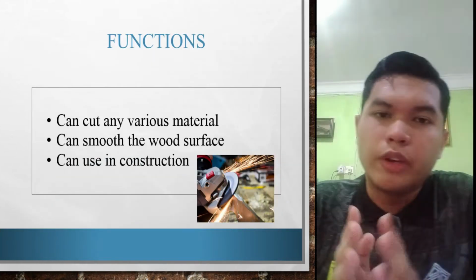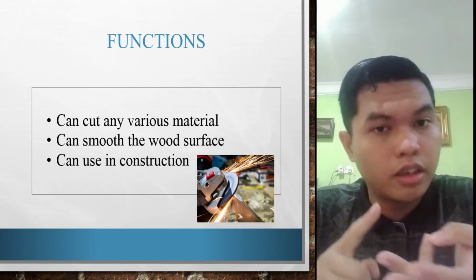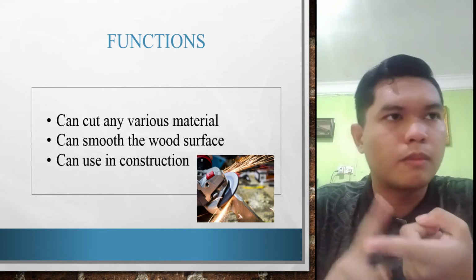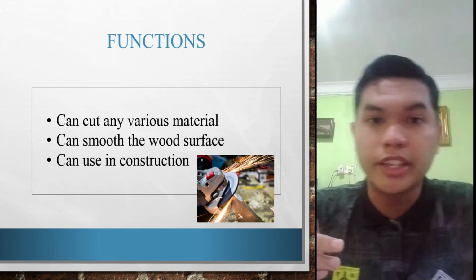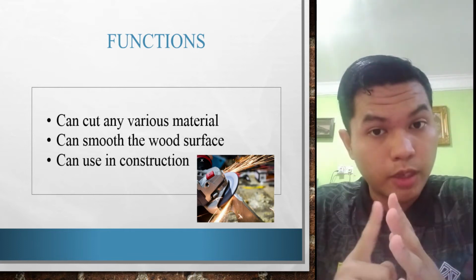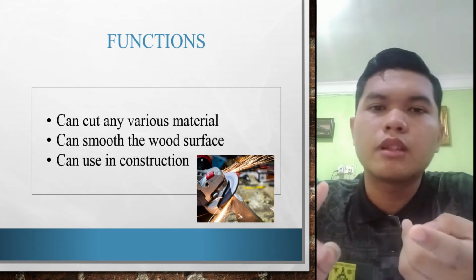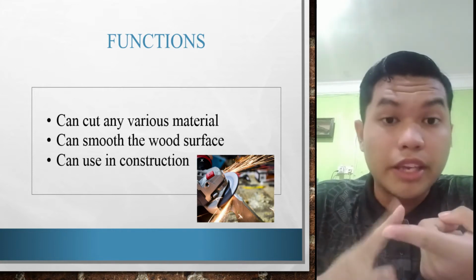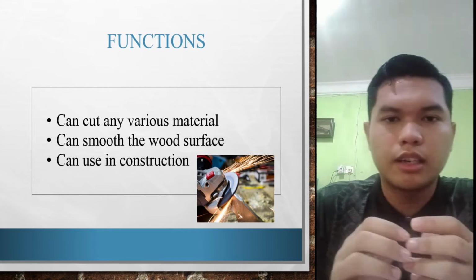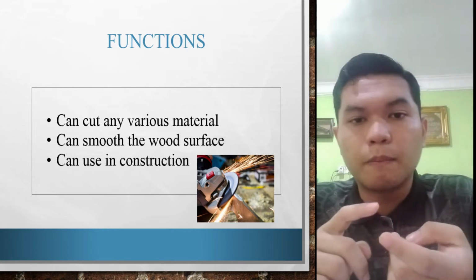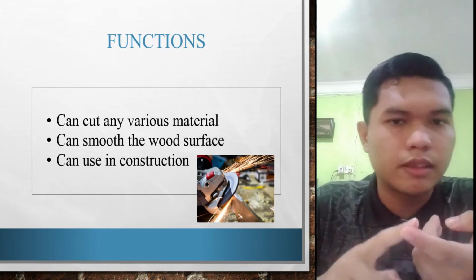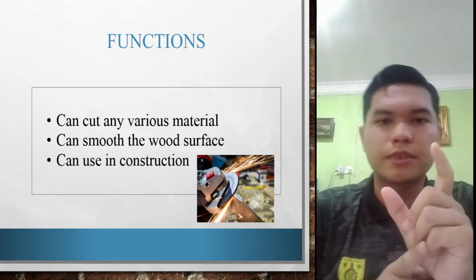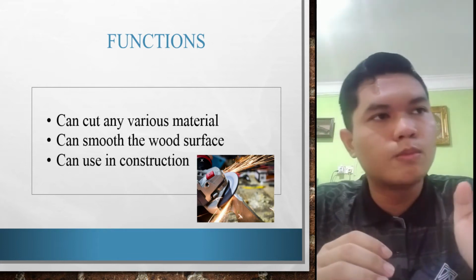Okay, now we are going to talk about the grinder machine functions. There are many works it can do. So first, my point is it can cut various materials. For example, the grinder machine can cut iron or plastic and others. For example, it can cut pipes like plastic pipes, GI pipes, and iron pipes. It's very sharp. Second, it can smooth the wood surface.